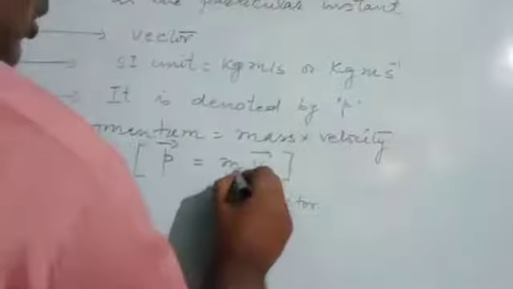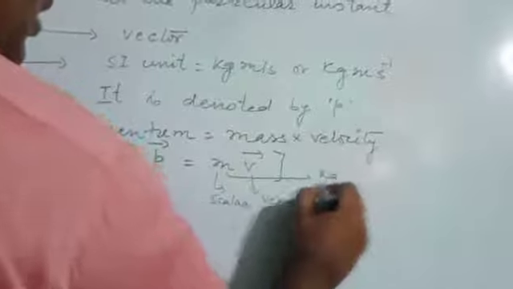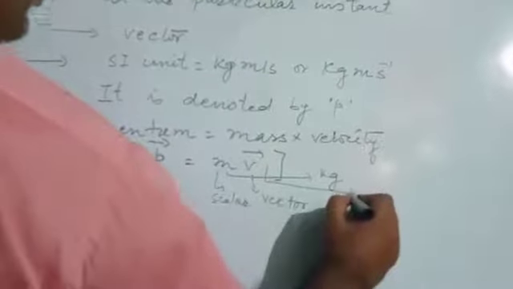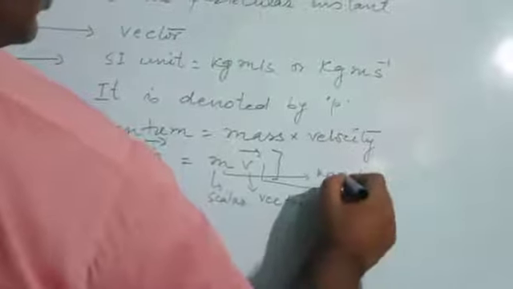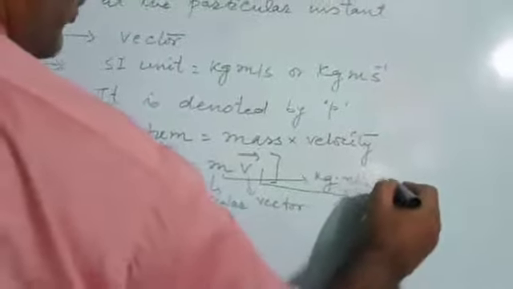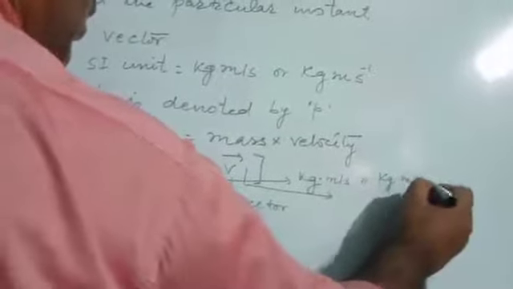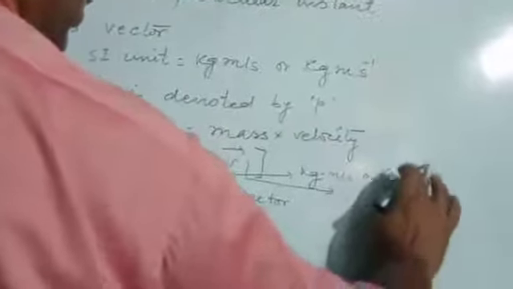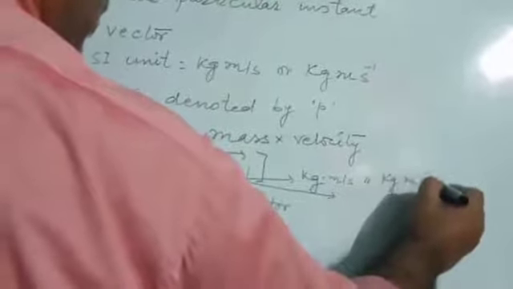And you also know that the SI unit of mass is kg and that of velocity is meter per second. So the SI unit of momentum is kg meter per second or kg meter second to the power minus 1.